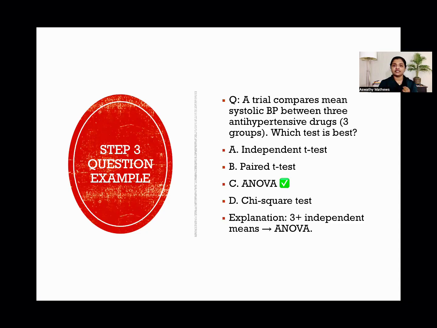Then there comes the paired t-test. Where will we use a paired t-test? When it's about the same group before and after an effect. It's not like that. It's about three different groups. Option C is ANOVA. Option D is chi-square. Chi-square is related to categorical values. This is not categorical, this is quantitative values.